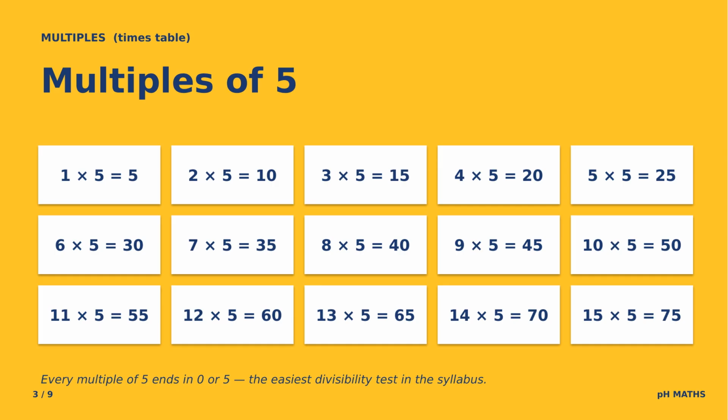Let's look at the times table and multiples of 5. 5, 10, 15, 20, 25, 30, 35, 40, 45, 50. The 5 times table is the easiest one in the syllabus. Every multiple ends in either a 0 or a 5. That's also the divisibility test. A number ends in 0 or 5, it divides by 5, period. Use this on every fraction simplification problem to spot whether you can knock out a 5 from the top and bottom.